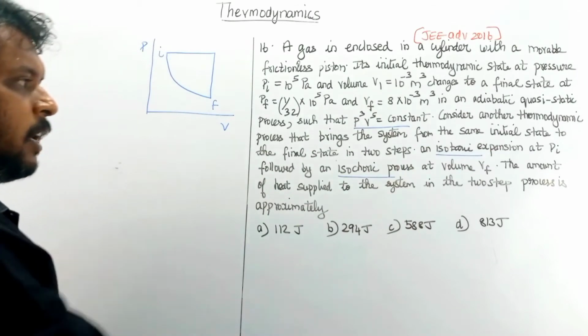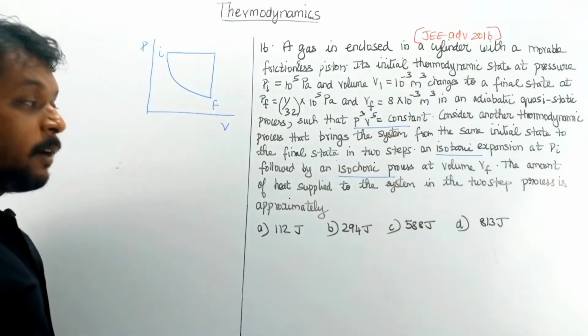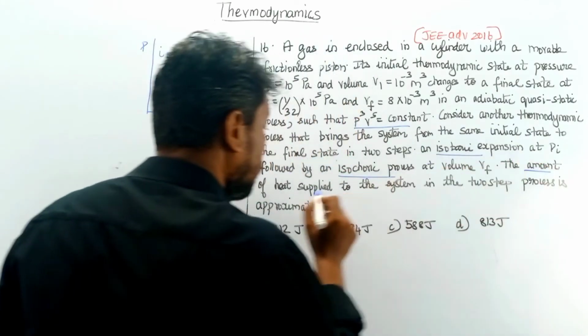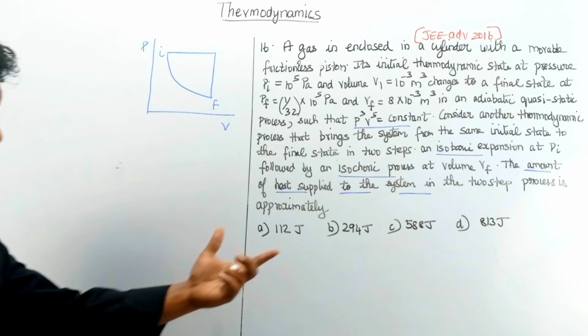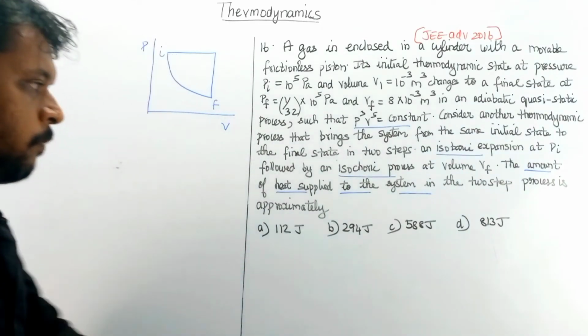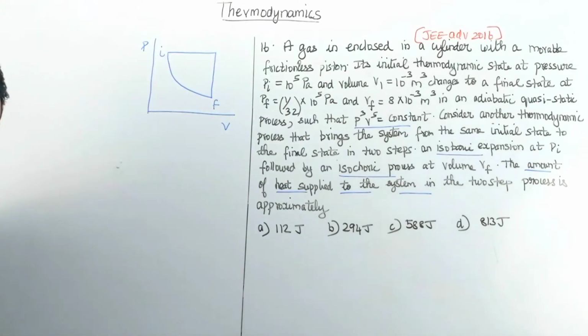So the same initial pressure and final volume. Okay, so what is the amount of heat supplied? I was asking the amount of heat supplied to the system in the two-step process. Approximately we are going to find the value. First, initial to final is taken through the adiabatic process.